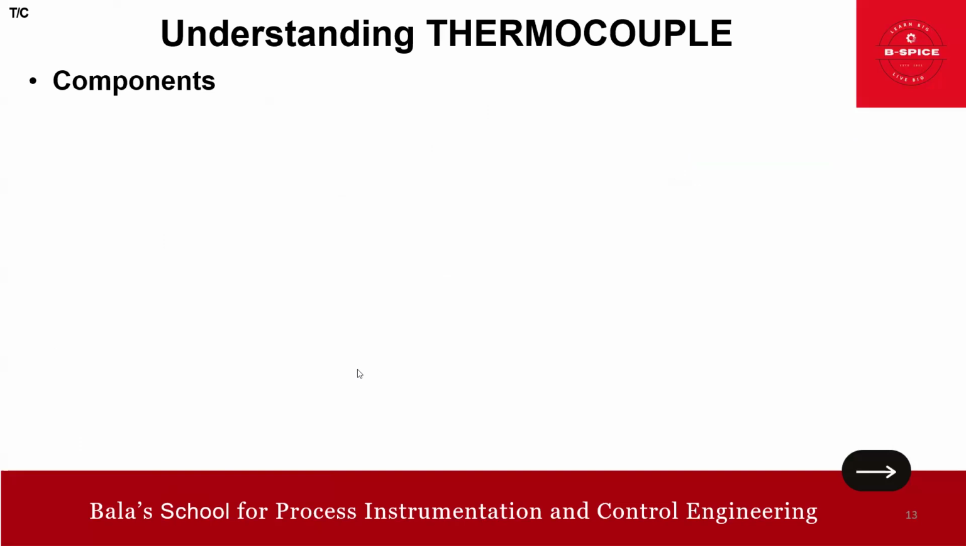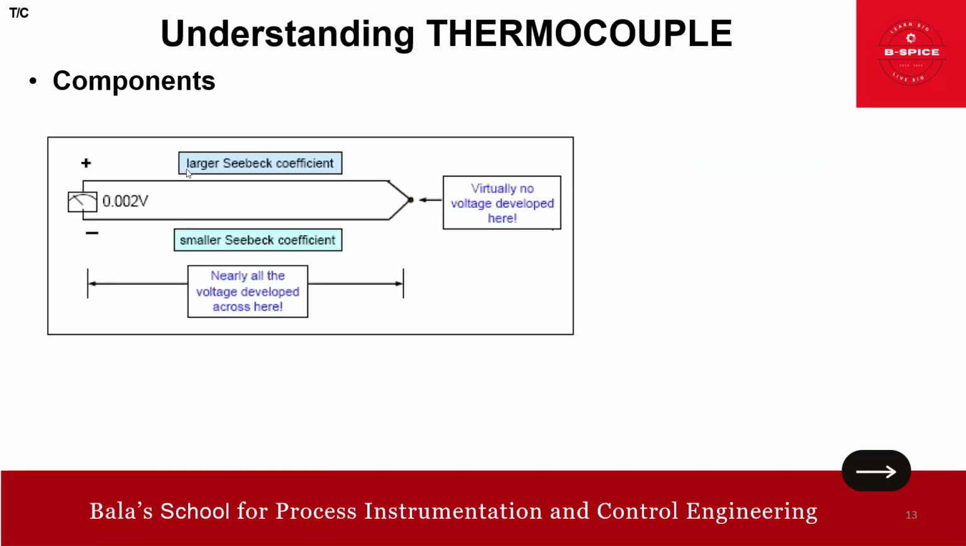Now we go to the components. As you can see here, this is where the larger Seebeck effect is, and here a smaller Seebeck effect. So literally here nothing is happening. Virtually no voltage is developed here. Okay. So nearly all the voltage is developed across this wire. This is the understanding of the Seebeck effect.